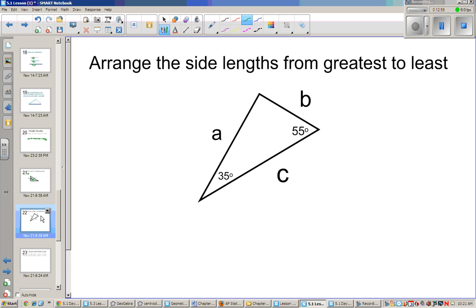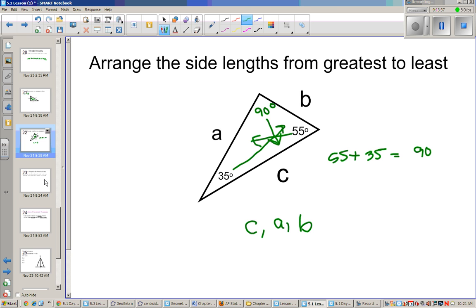So I want you to pause the video and see if you can arrange these side lengths from greatest to least. All right, so my first step would be to find that third angle. So I get 55 plus 35, 90, 180 minus 90 will leave me with 90 degrees for this one. So the biggest side has to be across from the biggest angle. So C is the biggest. The next biggest angle is 55, so A is in the middle, and the smallest is across from the smallest angle. So I get B as my last side.